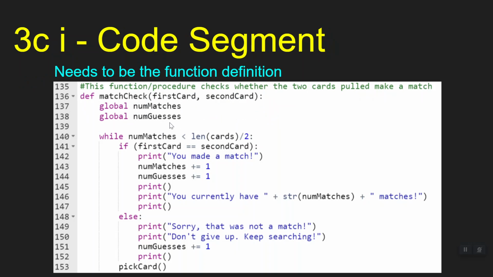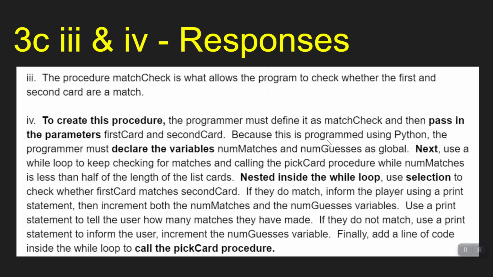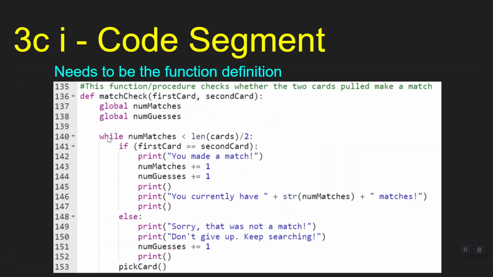Now, the next 2 lines are my variables that I have to declare as global because they are defined elsewhere in the program. So my second sentence, because this is programmed using Python, the programmer must declare the variables num matches and num guesses as global. All right, so then I'm going to go back and look at what's next. Okay, well, I've got my while loop, and this is going to happen while the number of matches is less than the length of cards divided by 2. I have 12 cards right now, so it would need to have 6 matches before the game was over.